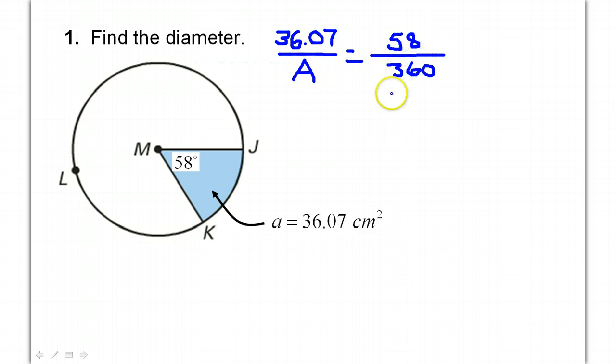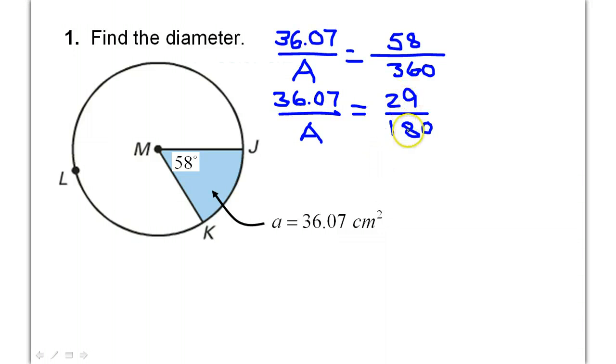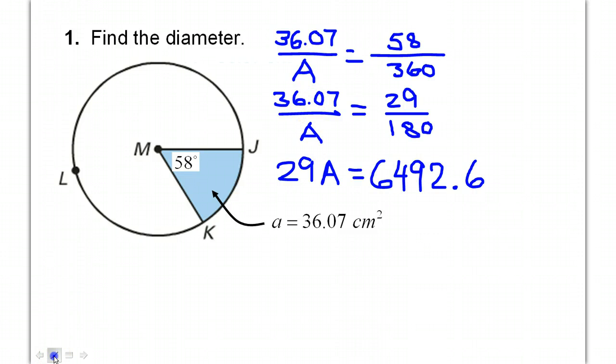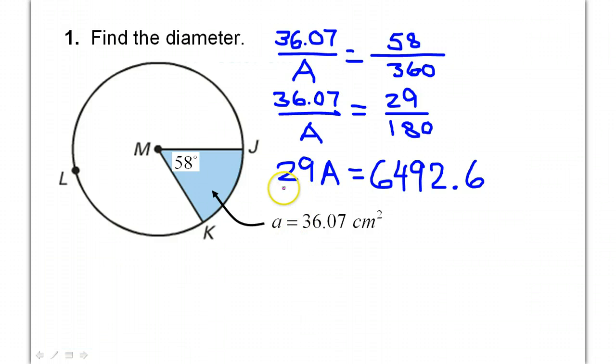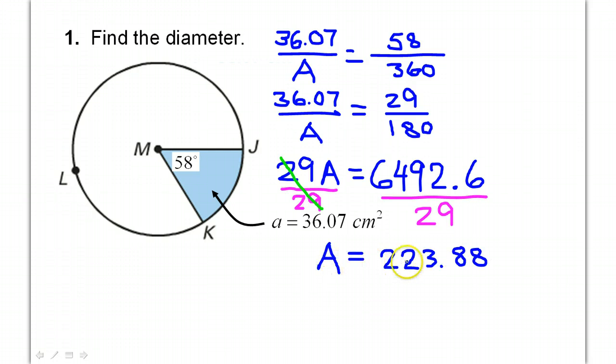Let's see. Time to reduce the fraction. The fraction reduces to this. Now it's time to cross multiply. 29 times A and 180 times 36.07. That gives us this. Now it's time to divide both sides by 29. So that gives me this.